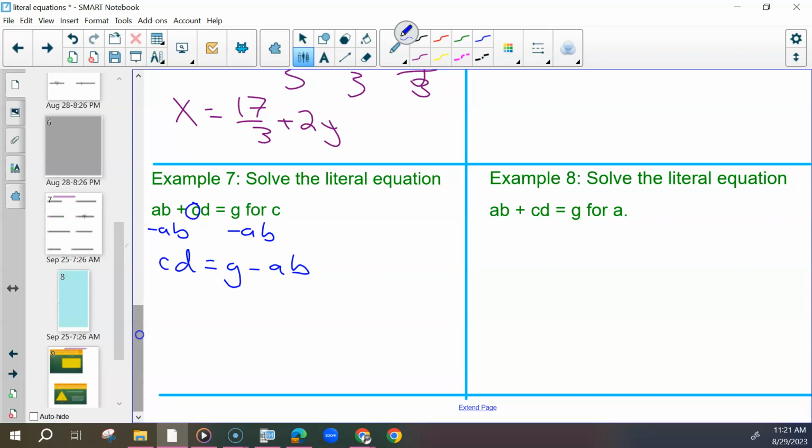Right. And then if we're trying to get C by itself, what would we divide by? B. And here, because nothing else is a B, we're not doing it separately, all at the same time. So C equals G minus AB all over B.